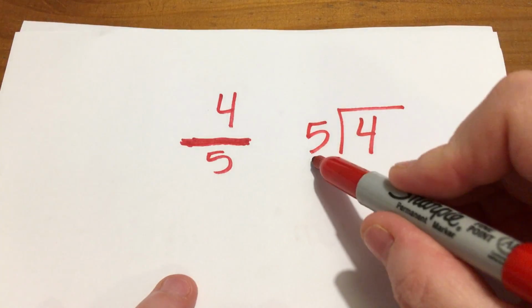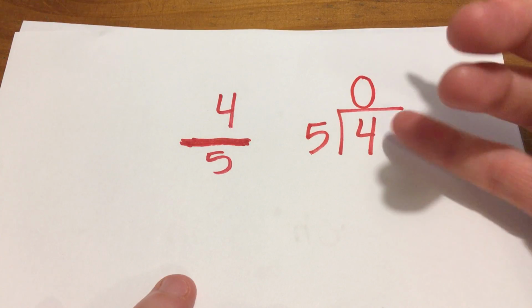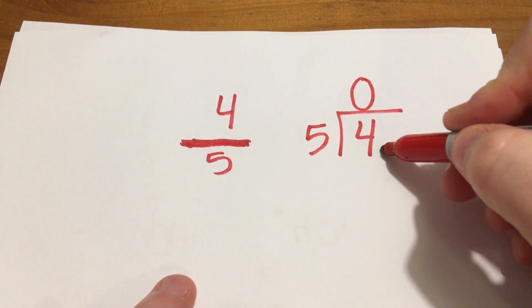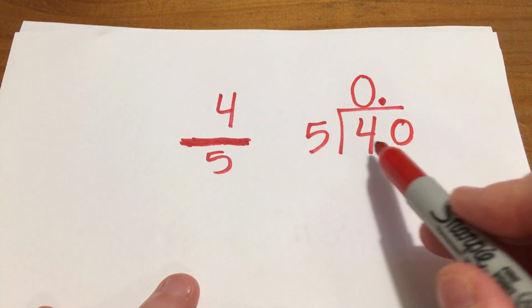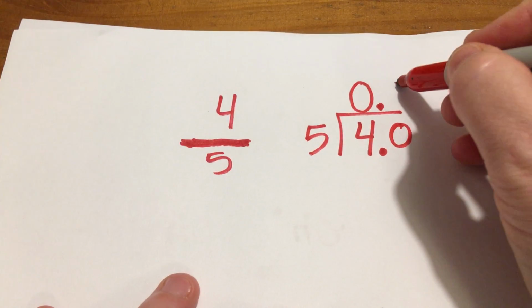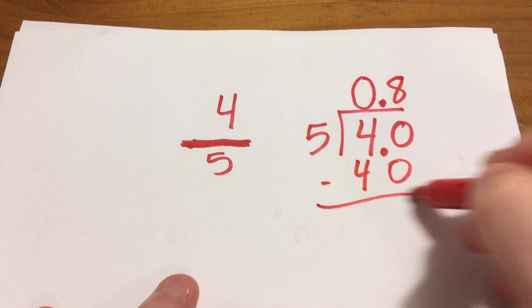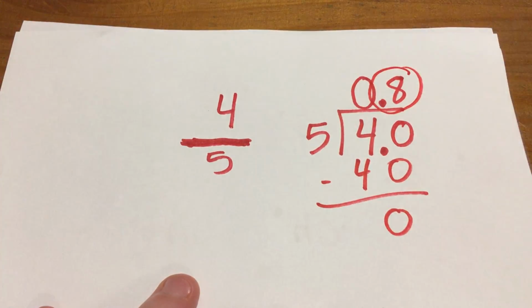Can 5 go into 4? Absolutely not. So we put a 0 up there. We have a problem. There are no more numbers. So we have to add a decimal here and a decimal there and add a 0. Can 5 go into 40? Absolutely. 8 times evenly. 5 times 8 is 40. Subtract it, you get 0. So 4/5 as a decimal is 0.8.